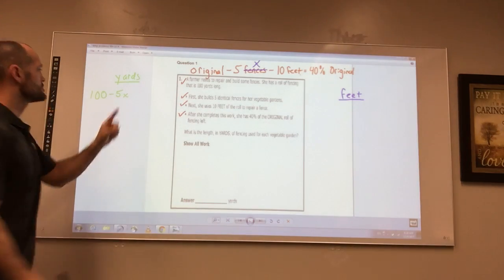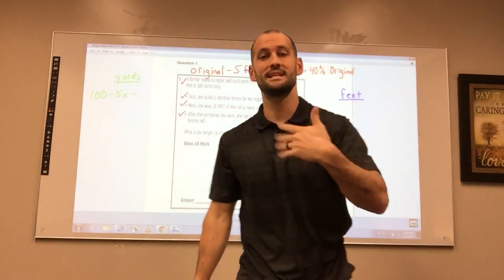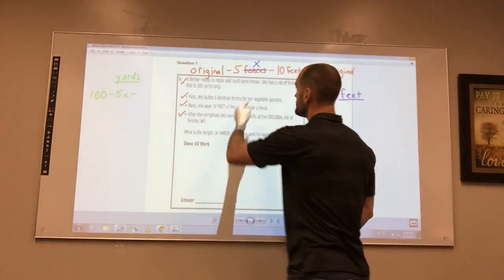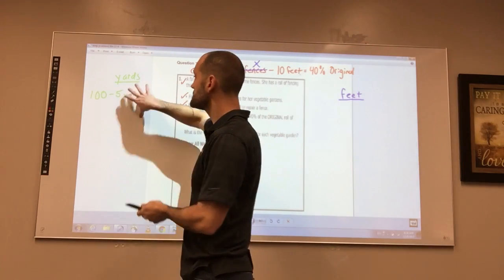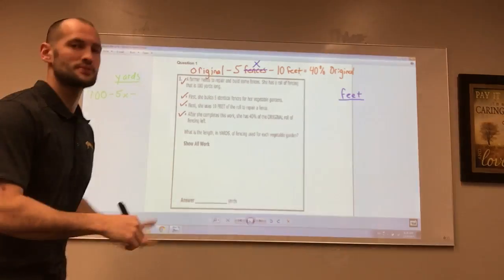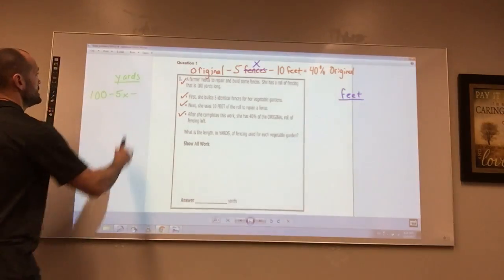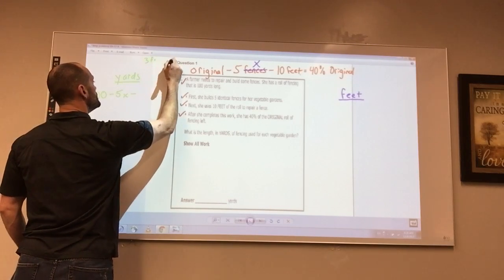Now here's where we've got to be careful. Minus, I'm not going to write 10 because it's 10 feet. If it's 10 feet, how do you find out the number of yards? Because remember, when you're working in an equation, you need to be talking about the same units. How many feet in a yard would be a better question. There are 3 feet in 1 yard.